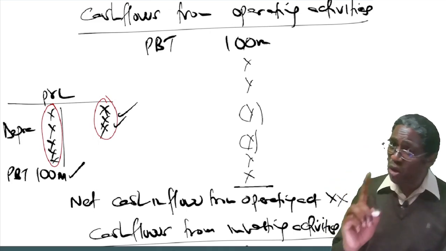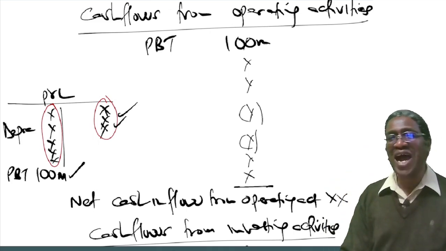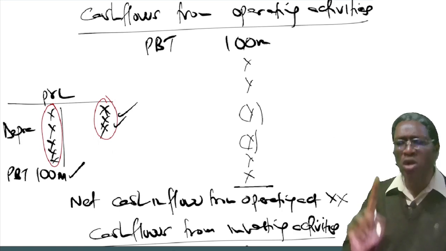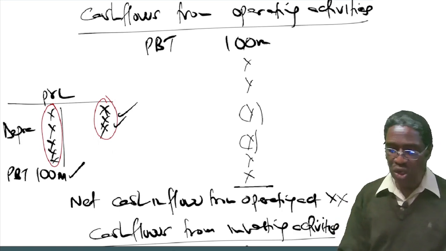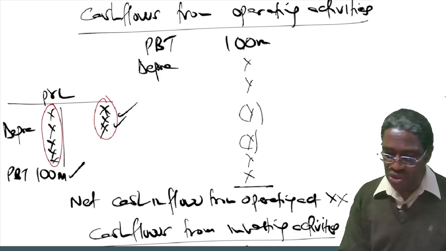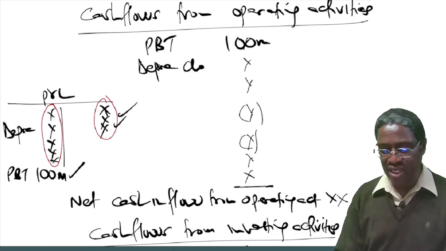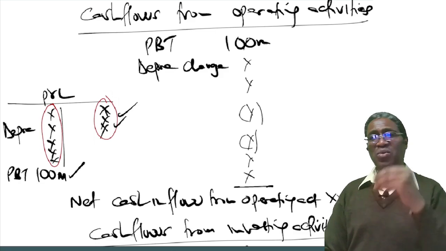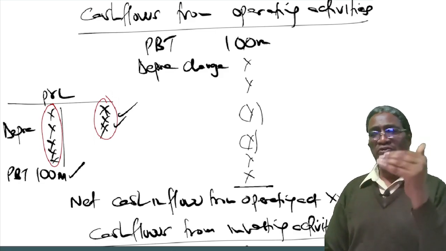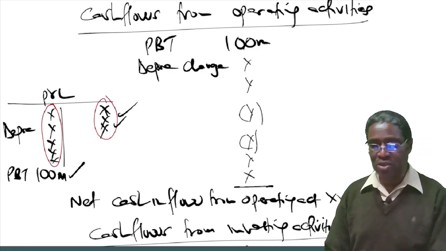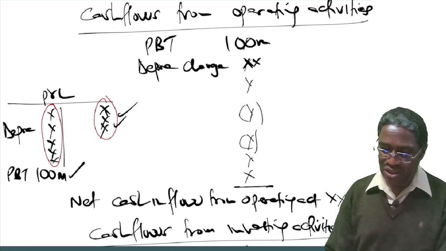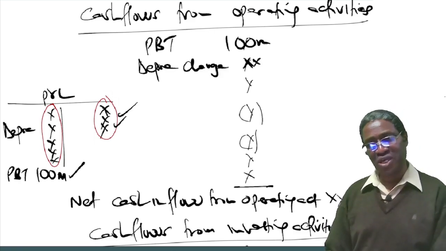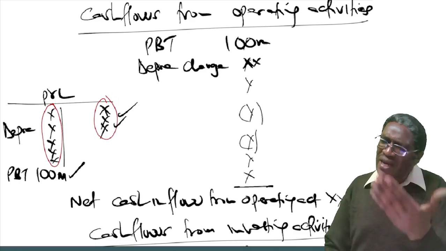So you will take your profit before tax and adjust it with all the non-cash items, one of them being the depreciation charge. Whatever it is, you will argue by saying expenses were overcasted. When expenses are overcasted, profit is undercasted. So to correct it, you add. Good. Then you look for another item.